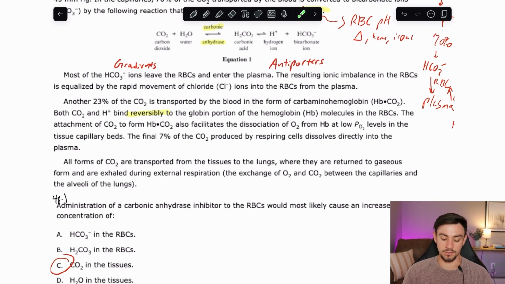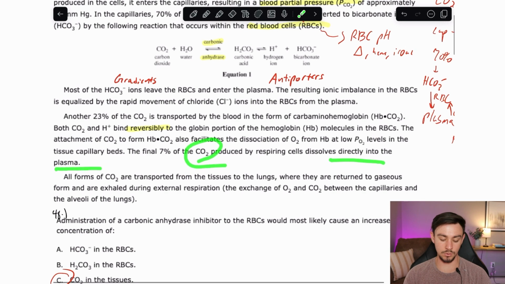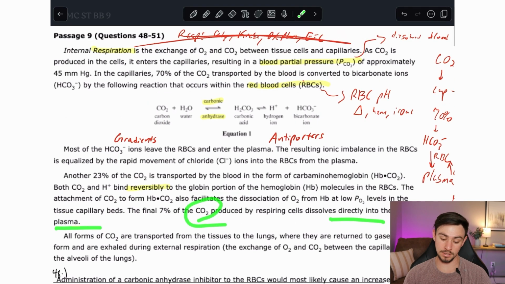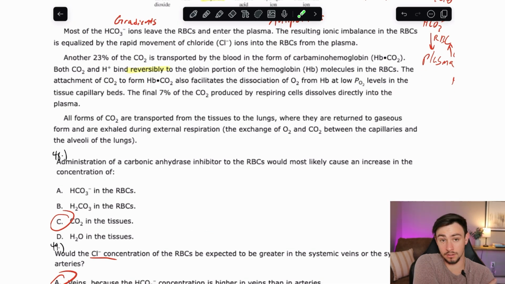The final 7% of CO2 produced by respiring cells dissolves directly into the plasma. So CO2 is also dissolving directly into the plasma. Now, if we dissolved more CO2 into the plasma, would we increase this or decrease this? Okay, those are good questions to ask yourself. Increased, by the way.